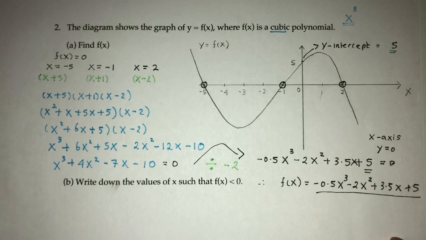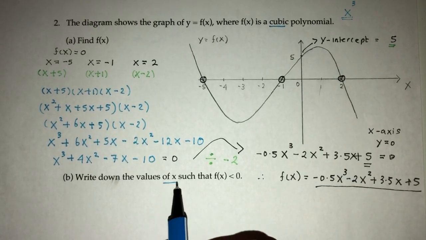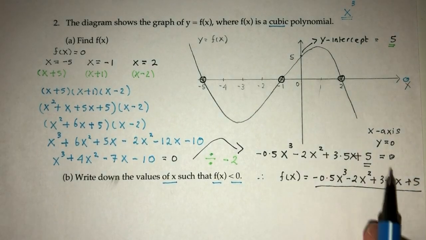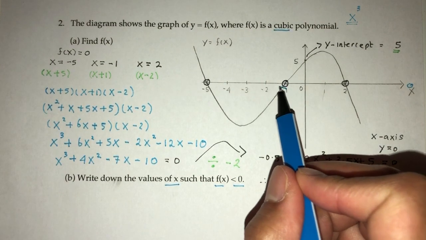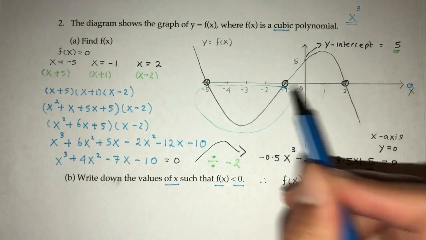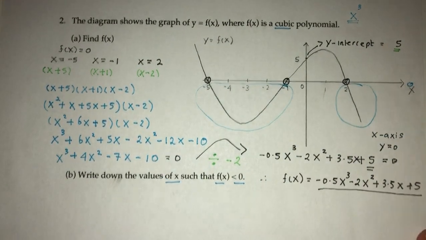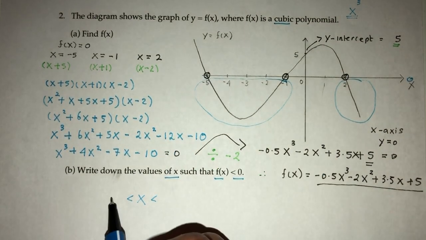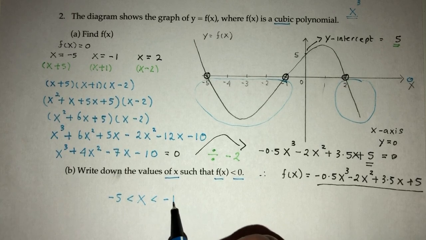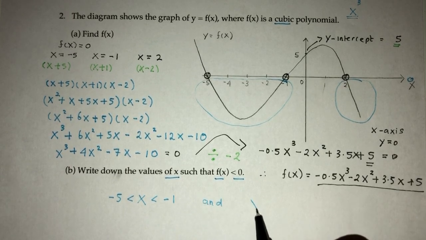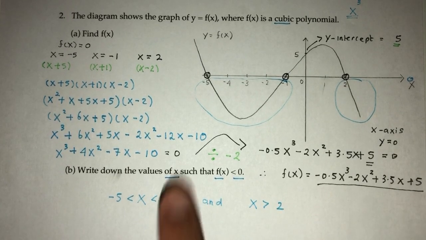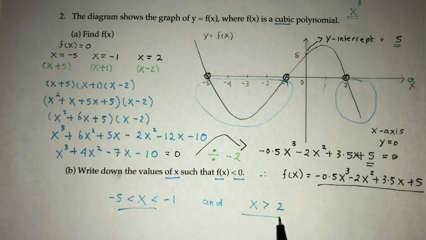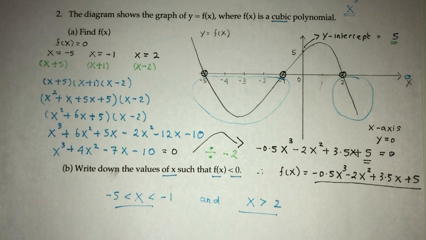Now for part B, write down the values of x for which f of x is less than 0. Again, this is 0. Less than 0 will be below the line, so that will be this part and this part. So x will be between minus 5 and minus 1, and also x has to be more than 2 for it to be less than 0. That will be your answer for part B of question number 2.